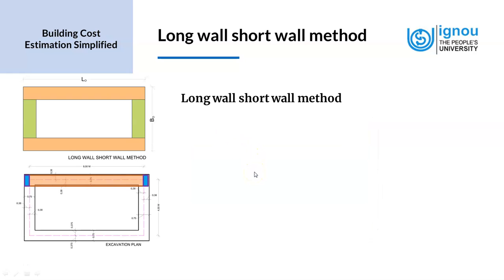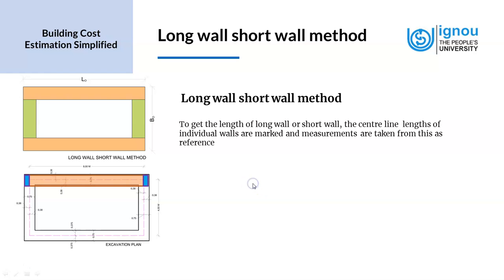So we'll now discuss the long wall short wall method in detail. We have two diagrams on the left. To get the length of the long wall or short wall, the center line lengths of the individual walls are marked and measurements are taken from this as reference. As we have seen in the previous slides, for the long wall, individual walls are taken.